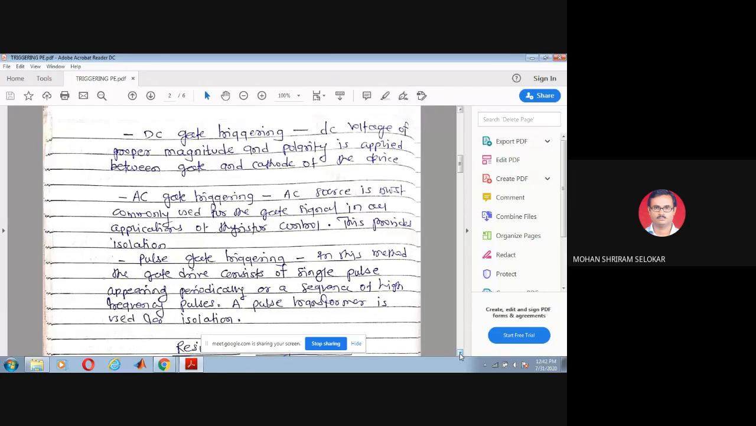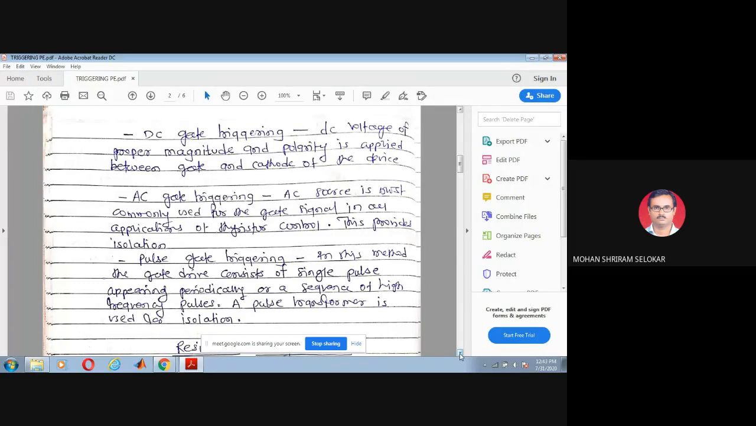So my SCR is a current control device. Though I am applying the voltage to provide the current, my SCR is a current device. So here I have to apply the voltage such that the current will be equal to or more than IG min. At what voltage that IG min will be achieved depends on the resistor you are providing for protection purposes. So that is about DC gate triggering.